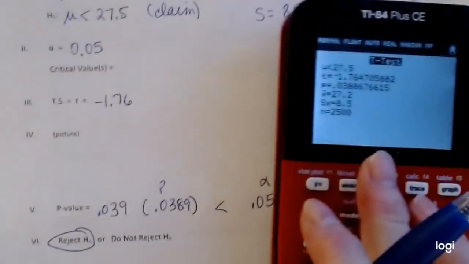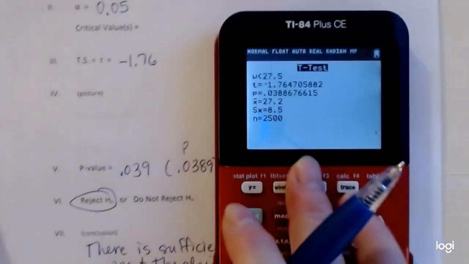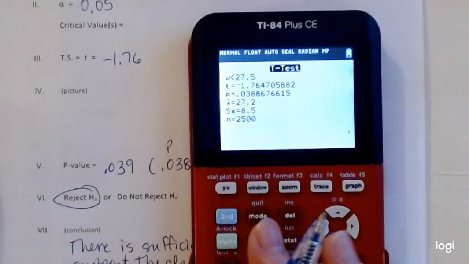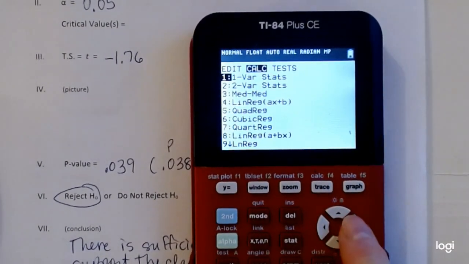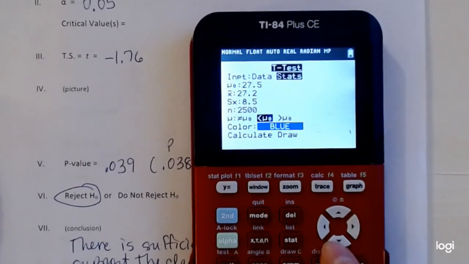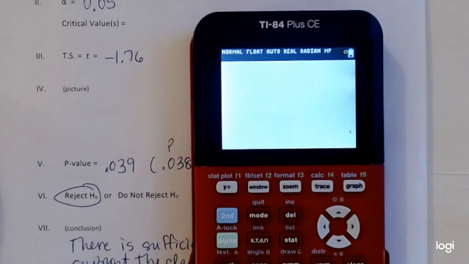If we go back and want to look at the picture before we finish up down here, remember we have to kind of go back and redo the test. So we quit out of that, stat, tests, 2. We keep all the information, but we go down here and highlight draw.